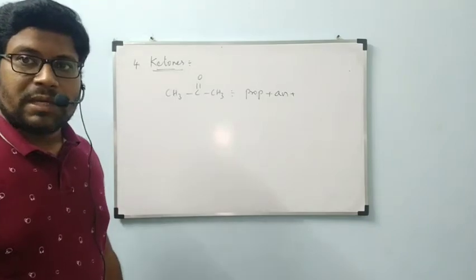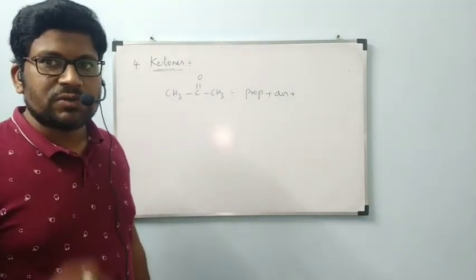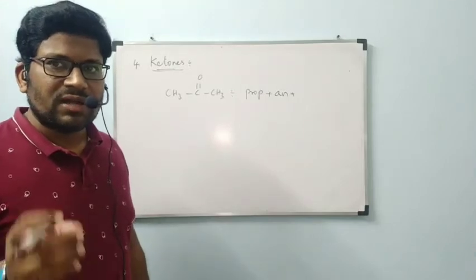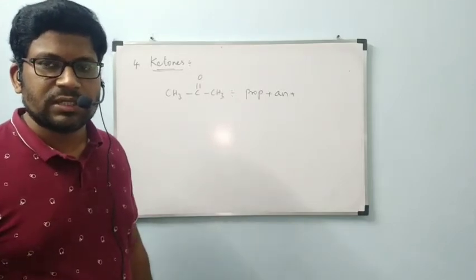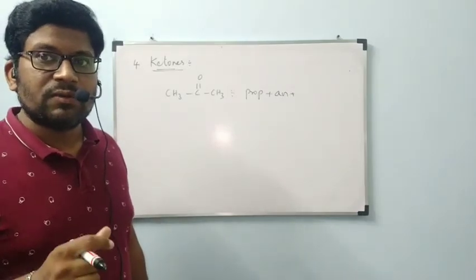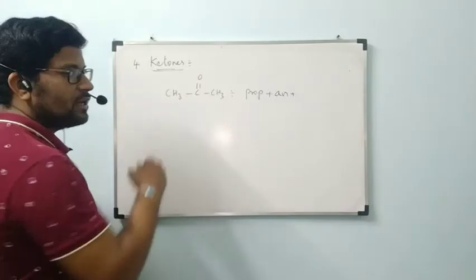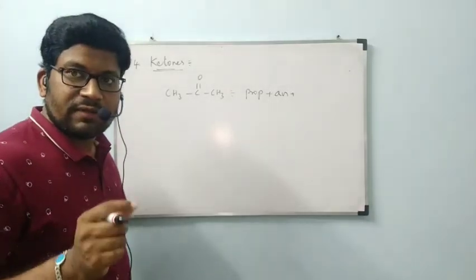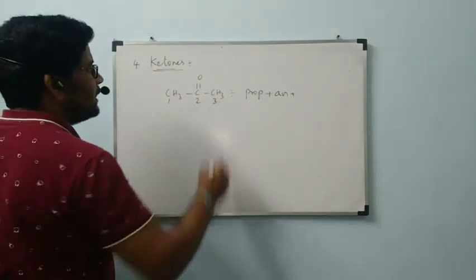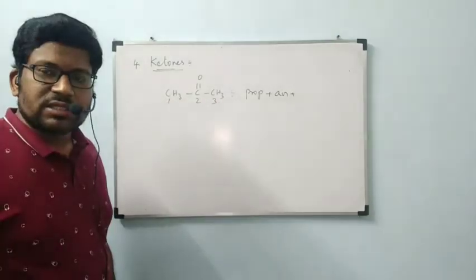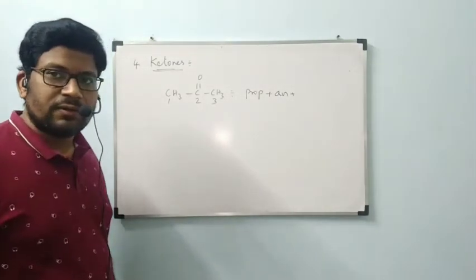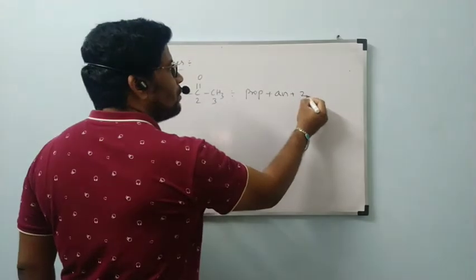But here the functional group is not at the first position. In the previous ones, wherever we had it, the functional group was given in the first position. But here the functional group is in between 2 carbons. Then we have to give numbering, left to right or right to left. That functional group carbon must get the least number, 1, 2, 3. According to that we give numbering. On the second position we have the ketone.